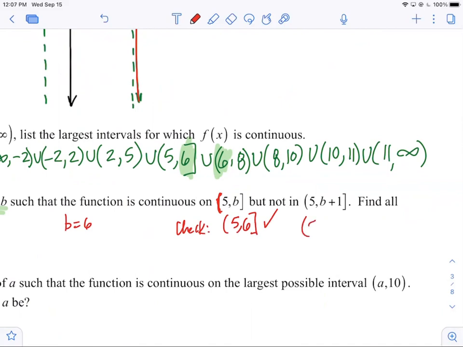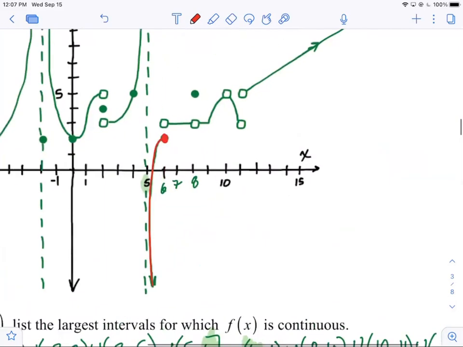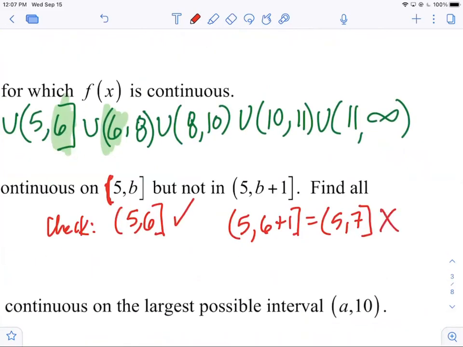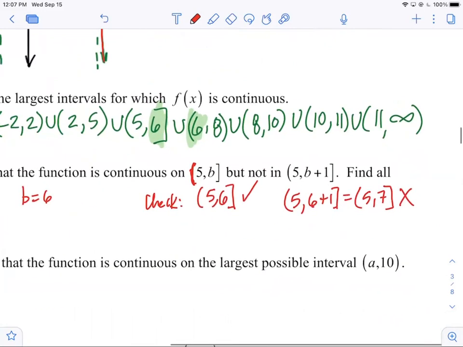So now, what about from 5 to 6 plus 1, inclusive? Well, that would be 5 to 7. And I want that to fail. Does that in fact fail? Yeah, it fails successfully, we should say, right? We want it to fail. It says, but not in this interval. So this is successfully not continuous on that half open interval because it's not continuous on the open interval, right? It spans the jump. So we know that b equals 6 works.